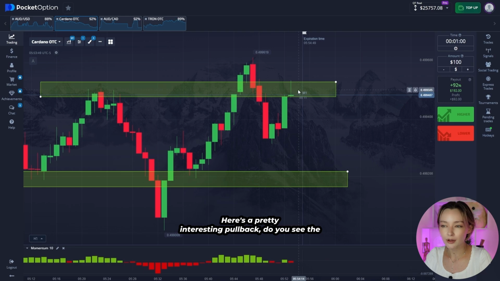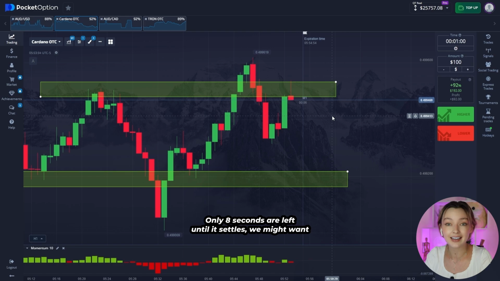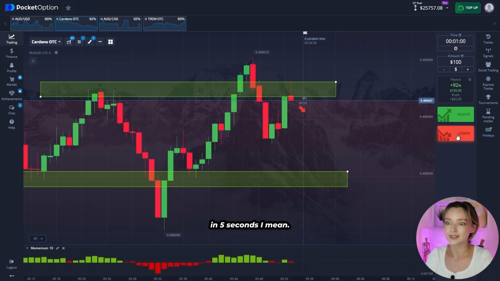Here's a pretty interesting pullback. Do you see the shadow of this candle right here? Only 8 seconds are left until it settles. We might want to place a trade right now. In 5 seconds, I mean.